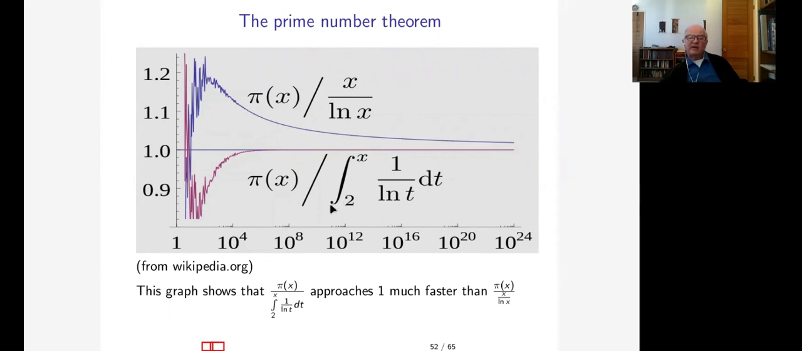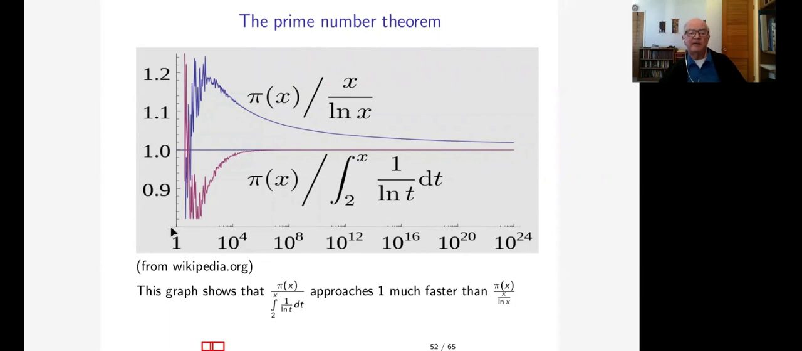By contrast, this other ratio, where I take pi of x over the integral from 2 to x of 1 over log t dt, approaches 1 so fast. This is not equal to 1, but the graph is not detailed enough to show how close this function is to 1. So you can see how much faster it approaches 1. In some sense, this integral is a much better approximation of pi of x.